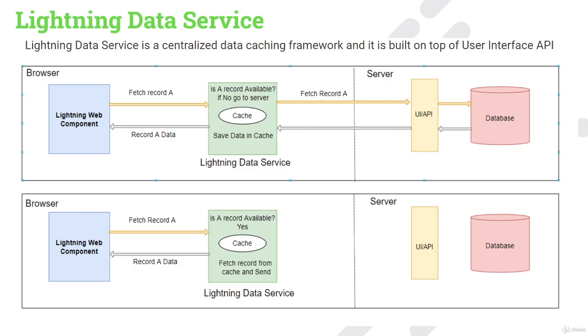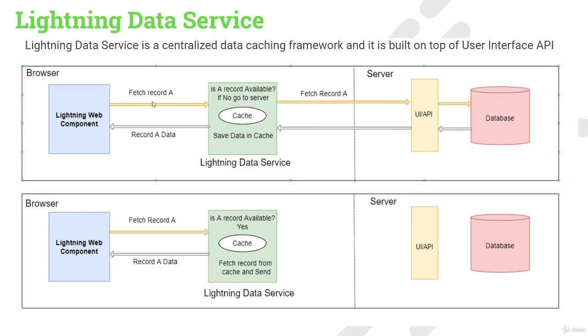I have a Lightning Web Component and my requirement is to fetch the record A, or an account record, some record. So how things work behind the scenes, we'll try to visualize from the first box, that is the first scenario. Basically I'll call the server with some method. It can be any approach. I'm calling a method: go and fetch the record A.